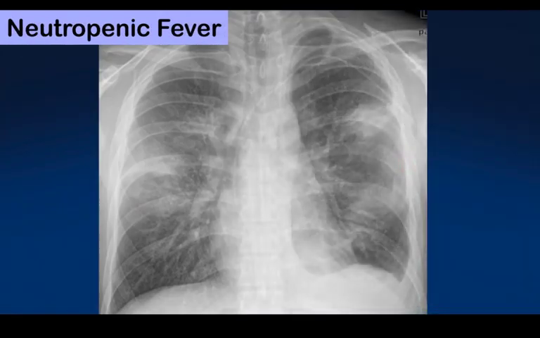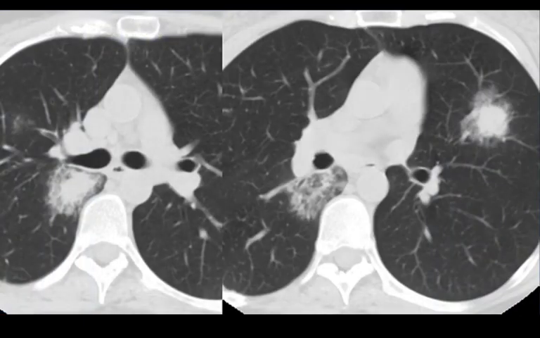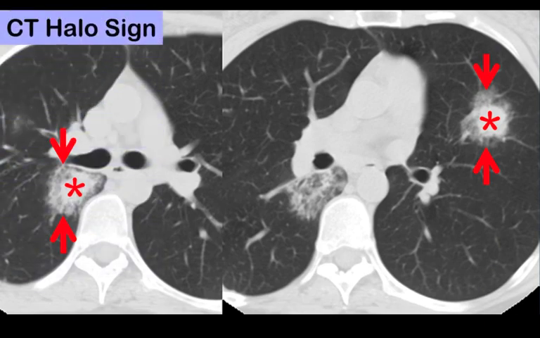Patient with neutropenic fever develops rounded areas of consolidation as shown on this chest radiograph. CT reveals an unusual configuration. So these rounded areas have these central well-defined areas of soft tissue opacity with a surrounding zone of ground glass attenuation opacity. This is an example of the so-called CT halo sign.